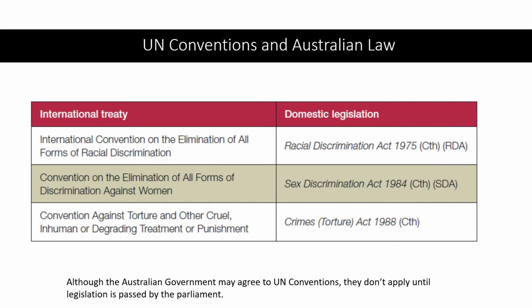Although the Australian government may agree to UN conventions, they don't apply as law until legislation is passed by the Parliament. So you can see between ICERD, the International Convention on the Elimination of All Forms of Racial Discrimination, that was in 1966, and the Racial Discrimination Act wasn't until 1975. That's because of the White Australia policy. The Racial Discrimination Act basically abolished the White Australia policy.